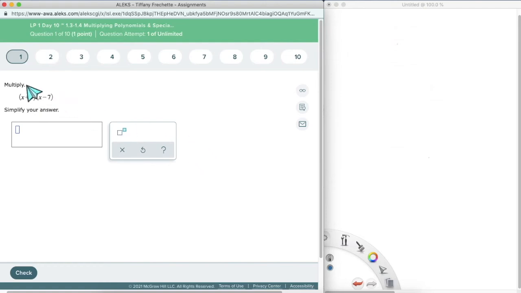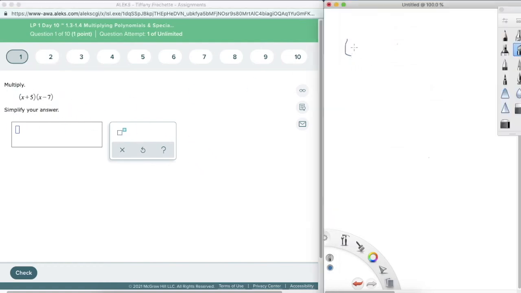So we're going to multiply. Let's go ahead and see what the FOIL method is. This should sound pretty familiar. Most students have used the FOIL method. It's just first, outside, inside, last. It's a way to remember what to do when you're doing FOIL.